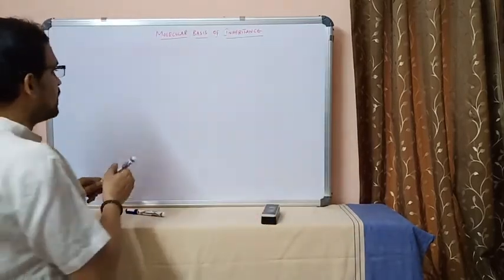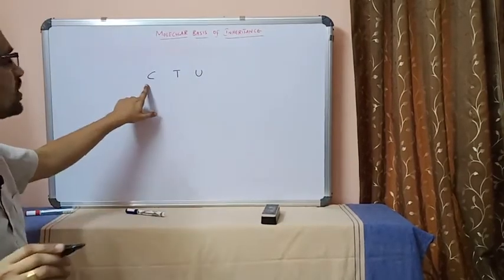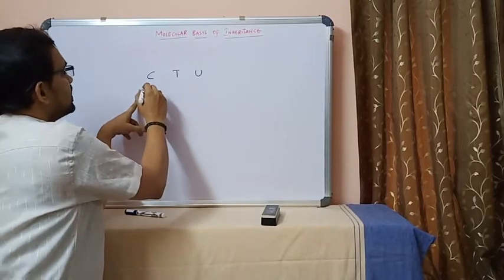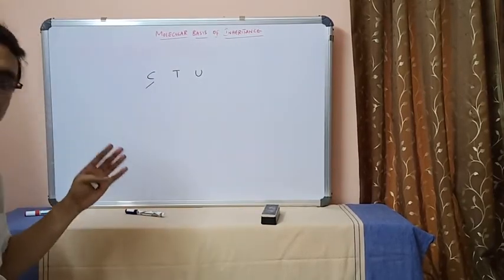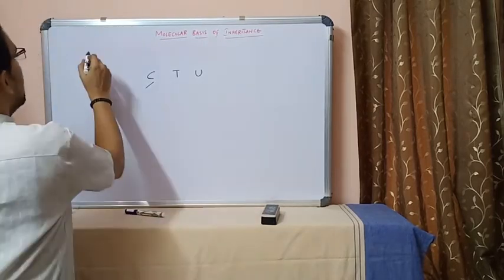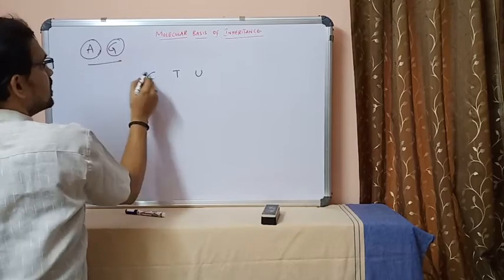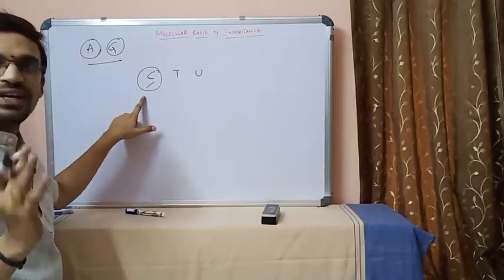Pyrimidines, so total pyrimidines are 3: cytosine, thymine, uracil. Cytosine is common in both DNA and RNA. So it is present in both DNA and RNA. So what are the bases which are common in both DNA and RNA? Adenine, guanine, purines, cytosine, pyrimidine. These three are common in both DNA and RNA.